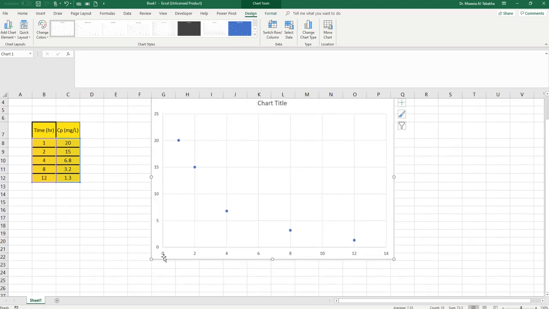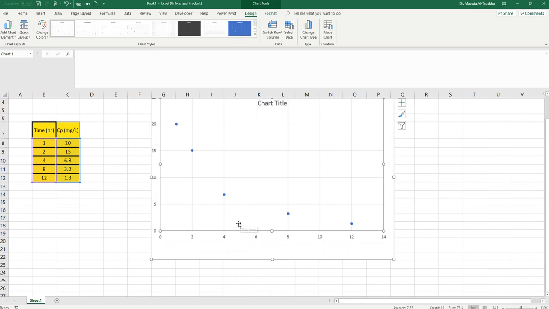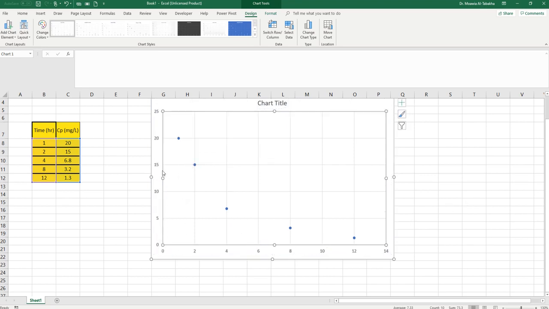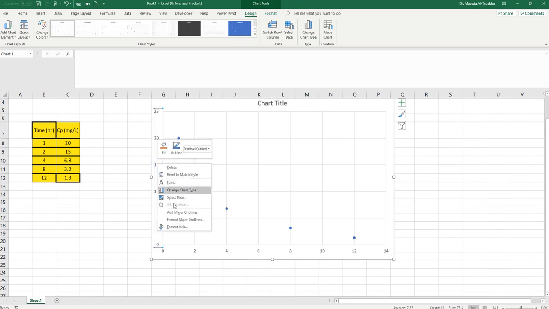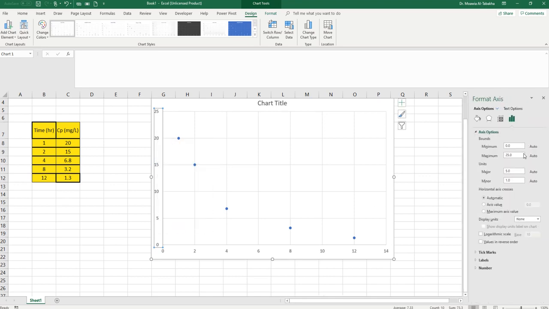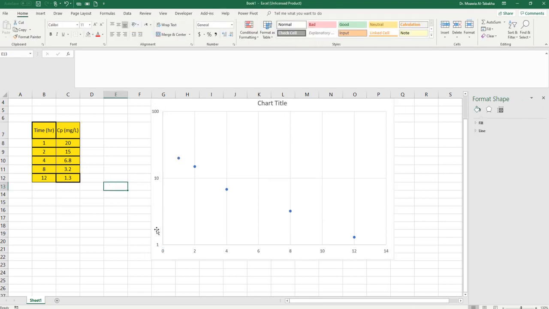You will see that you have the x-axis from 0 to 14 and the y-axis from 0 to 25. Now, you will see that the data points make a curve. This is because the y-axis is normal. So what I want to do is make the axis a logarithmic scale. You see how it happened? Now you have a logarithmic scale.